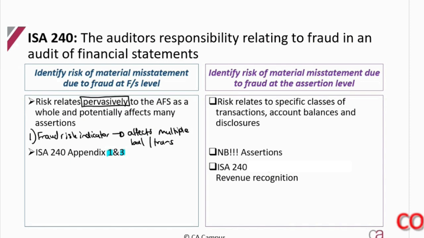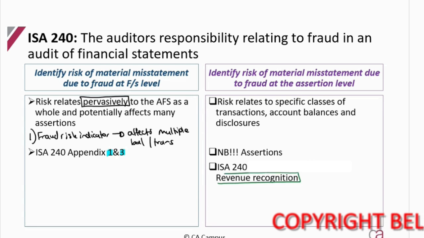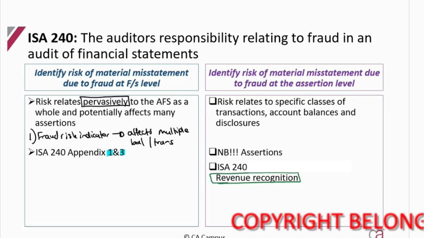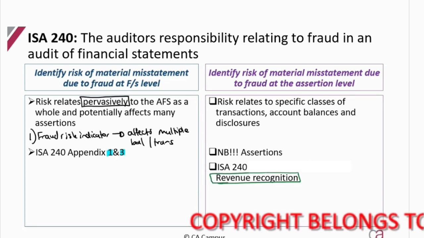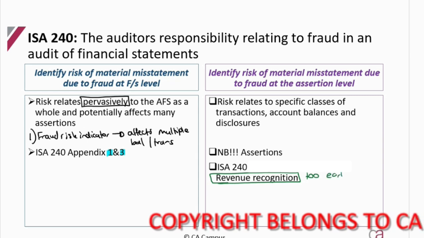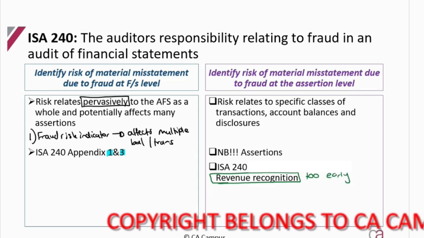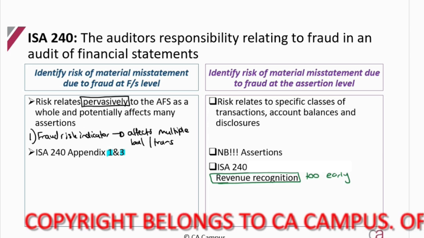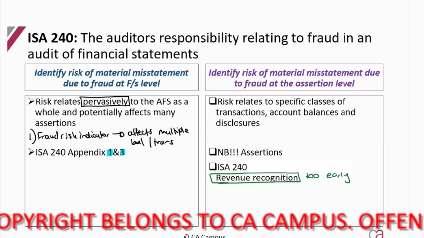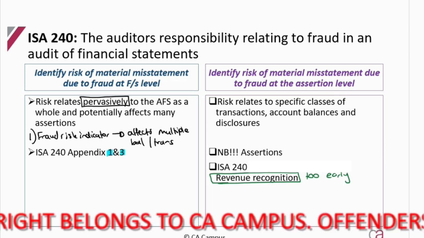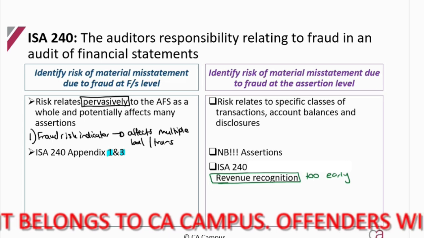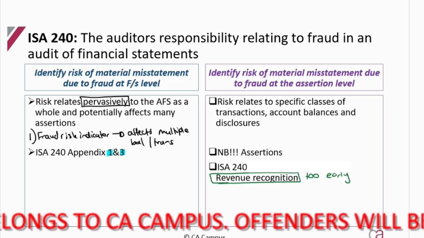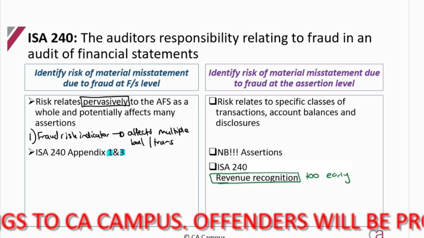So the additional at the assertion level, guys, revenue is specifically highlighted as carrying a fraud risk. Revenue recognition, recognizing it too early in order to increase revenue and obviously appear to be doing better than what they really are. That's the one item that they specifically address as a fraud risk at the assertion level.